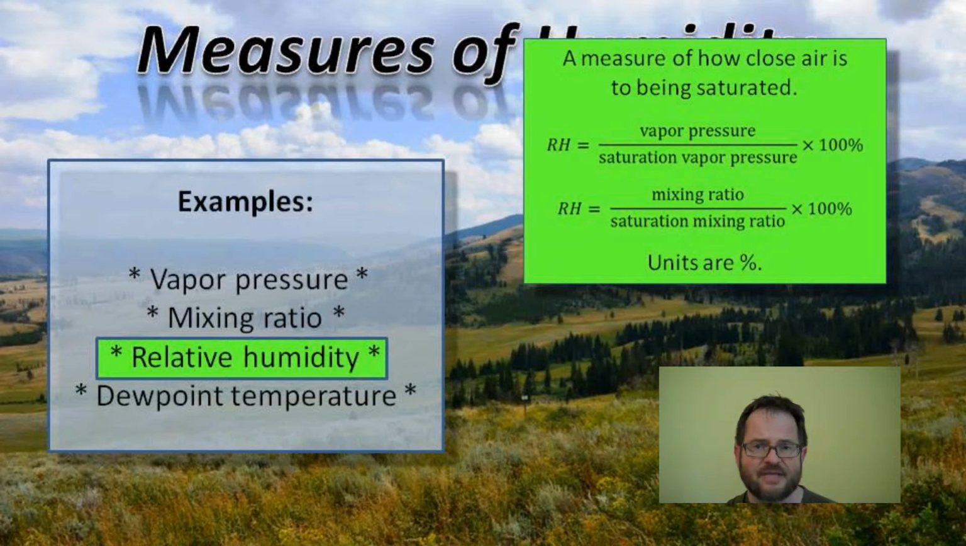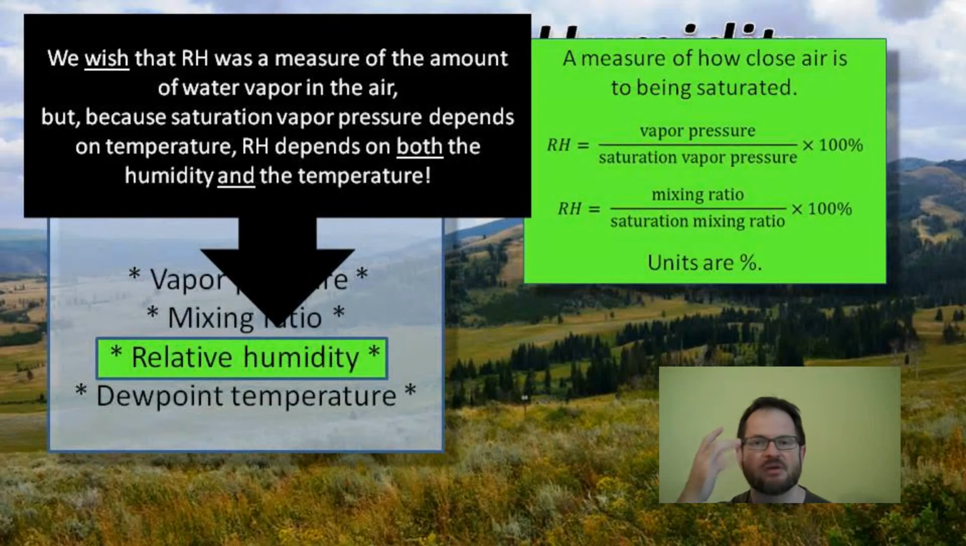Either way, it's a way of saying how close am I to being saturated, which is neat, but isn't really what we wanted. We wished that relative humidity was a measure of how much moisture was in the air, but because that saturation vapor pressure or saturation mixing ratio depends on temperature, relative humidity actually depends on both the amount of moisture in the air and the temperature. And that's kind of awkward.